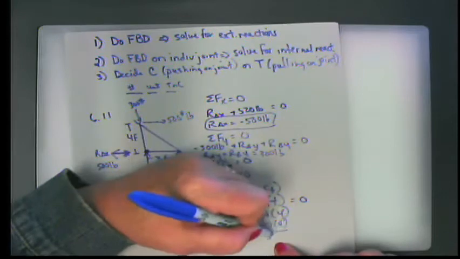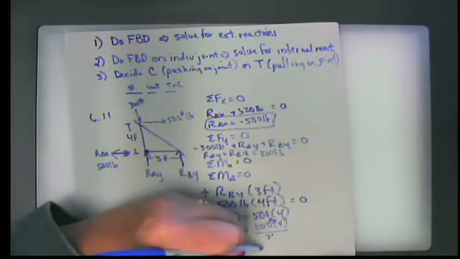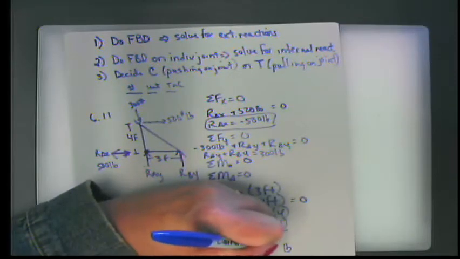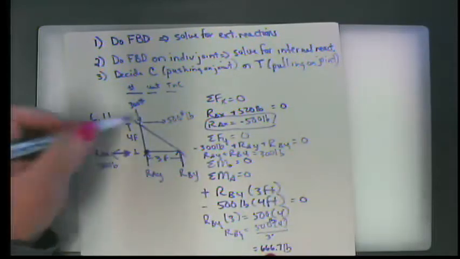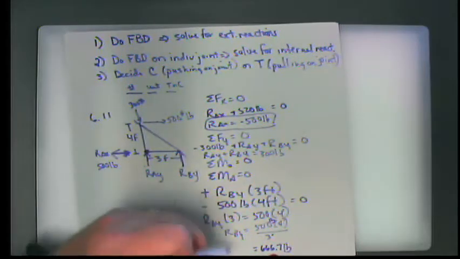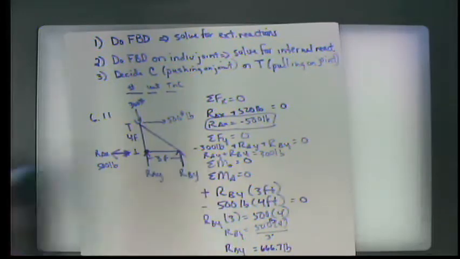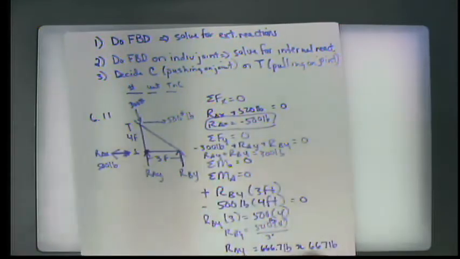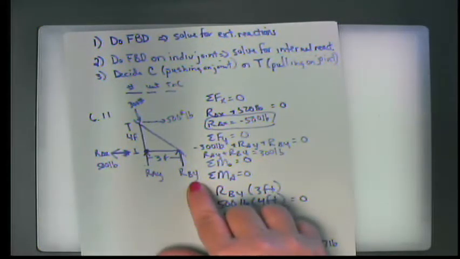Therefore, RBY equals 500 times 4 divided by 3. 4 and 3 are both feet, so those cancel out. I'm left with units of pounds, which is a good unit for a force. 500 times 4 is 2,000, divided by 3 is 666 2/3. So that value of RBY is 666.7 pounds, or approximately 667 pounds if I round to single pounds. It also tells me that I have chosen the direction correctly.